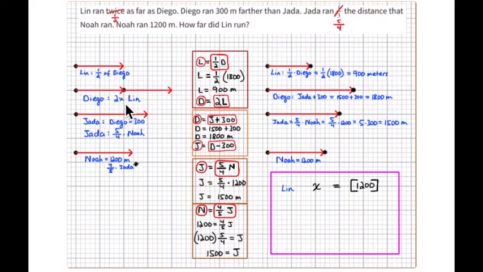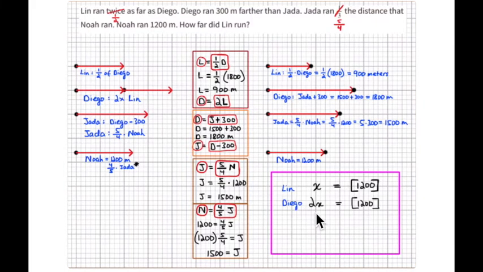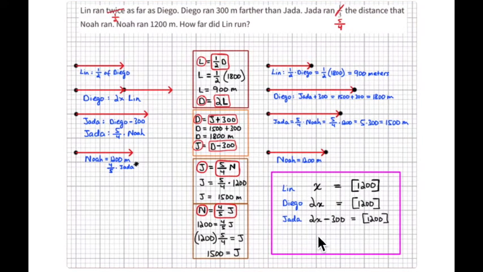Diego is twice the distance of Lynn, so this is going to become Diego. Diego is 2x. And I still don't know what this is over here, so I'm just going to leave this in brackets for a moment over here as 1,200. This is going to get changed pretty soon because we're going to figure out what those amounts should be. But I know that Diego is 2 times Lynn. All right? And so Jada is, I'm sorry, is Diego minus 300. So Jada is 2 times Lynn minus 300.